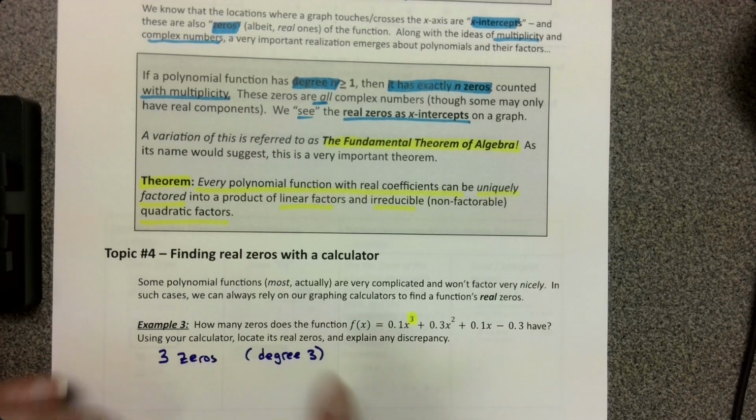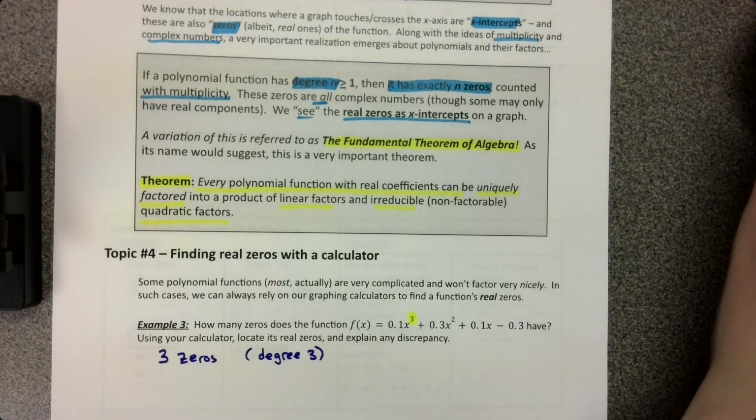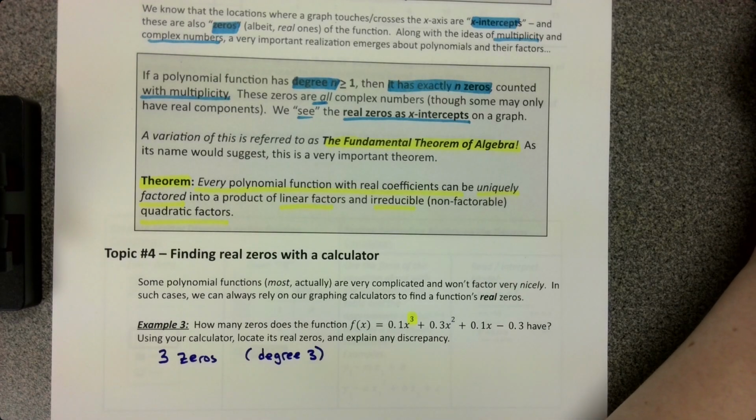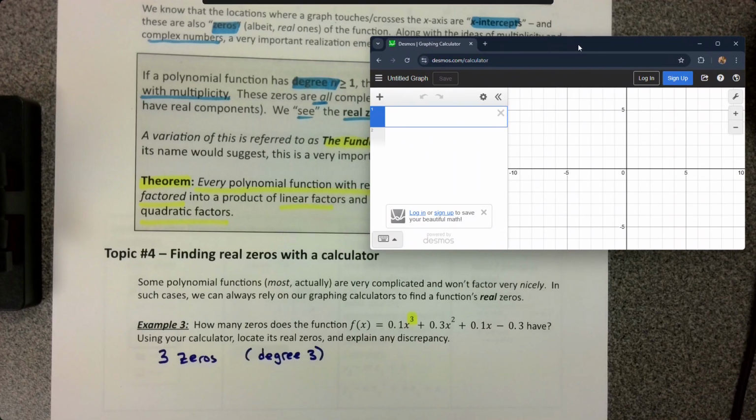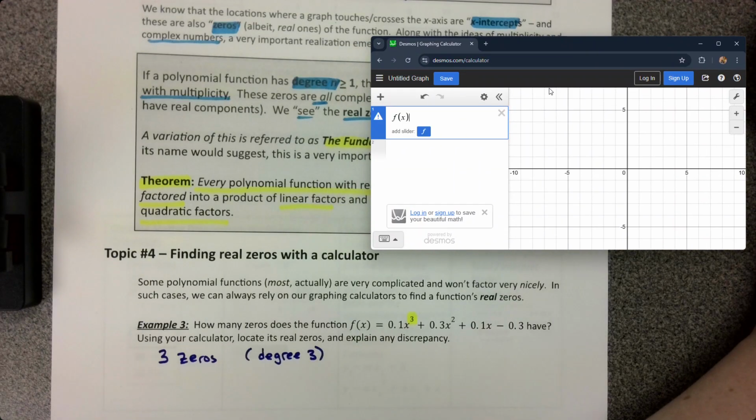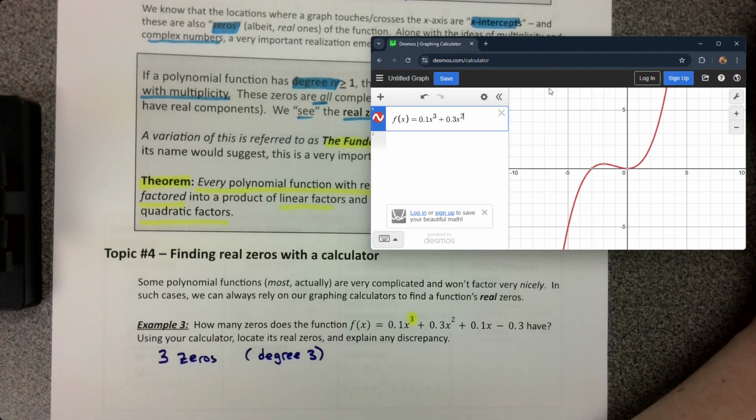Use our calculator to locate the real zeros and explain any discrepancy. One second, my calculator came off over here. All right, so on my calculator, we're going to graph this function. F of x equals 0.1 x to the third plus 0.3 x squared plus 0.1 x minus 0.3.